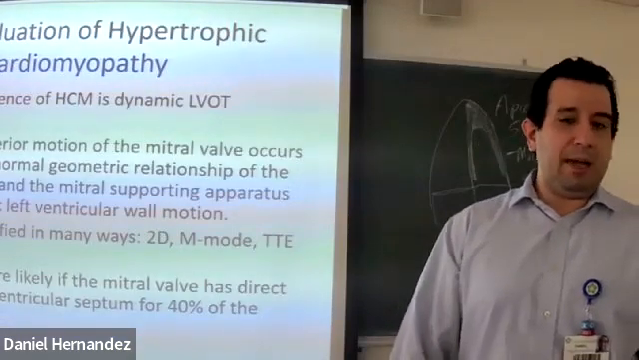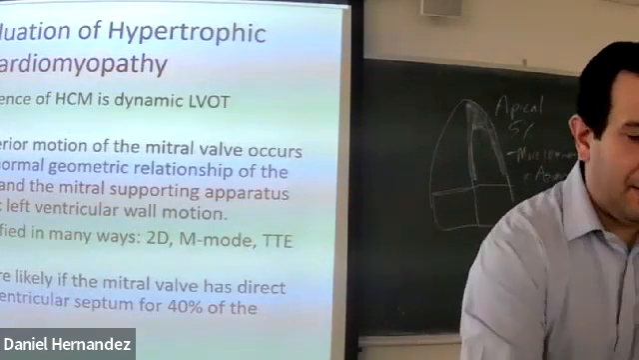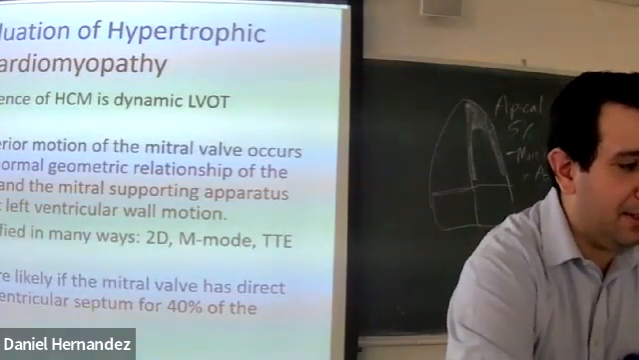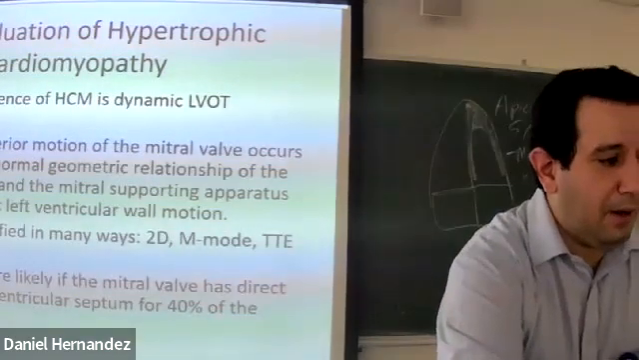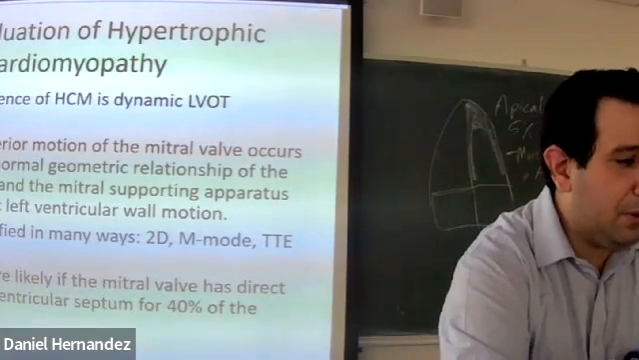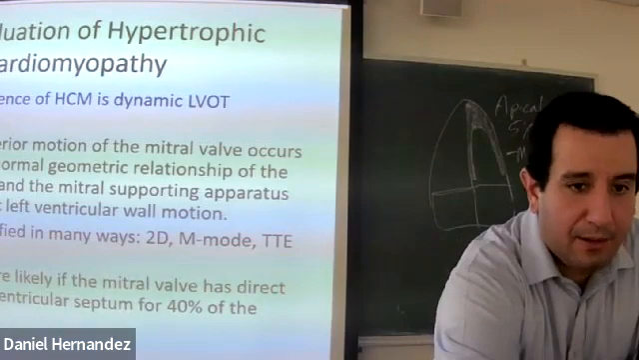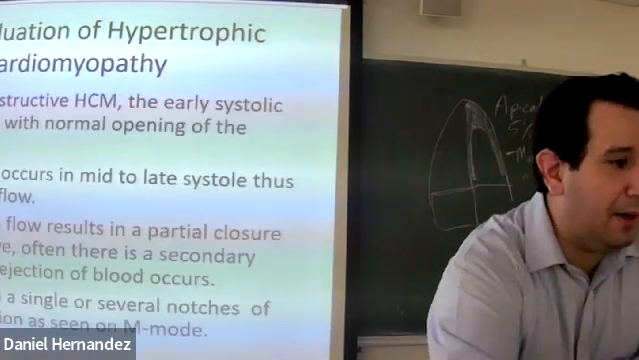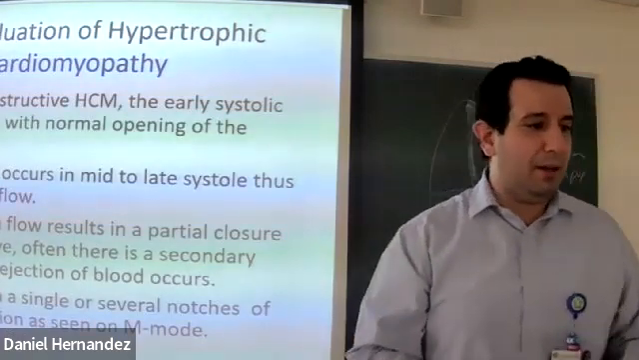So on M mode, we can actually visualize that systolic anterior motion of that mitral valve leaflet. So that's one of the characteristics, one of the things that we look for. And then with our aortic Doppler signals, we can also assess the presence of an LVOT obstruction, because that aortic Doppler signal is going to take on what's called a dagger shape appearance. So it's a late peaking systolic waveform.